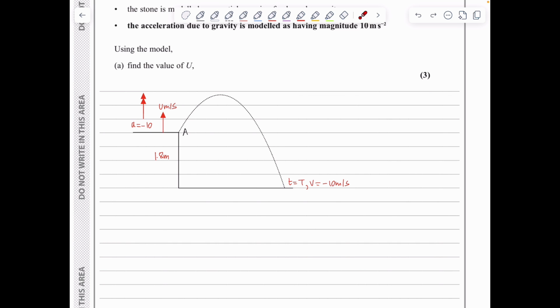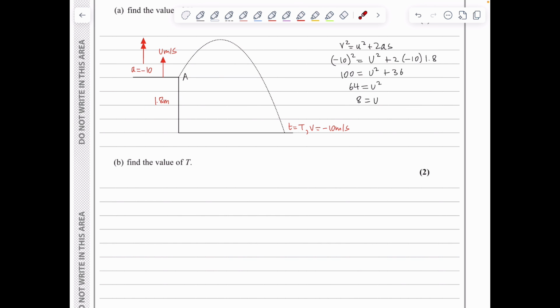We know that we hit the ground when T is capital T with a speed of 10 meters per second, which means that the velocity is negative 10 because we took the upwards to be the positive. So when we're coming down, the velocity is negative. So I'll be using V squared is U squared plus 2AS. The final velocity is negative 10, so negative 10 squared is equal to capital U squared plus 2 times the negative 10 times the 1.8. This leads to 100 being equal to U squared plus 36, and therefore 64 is equal to U squared. And if I take the square root of 64, we end up at 8 being the value of U.